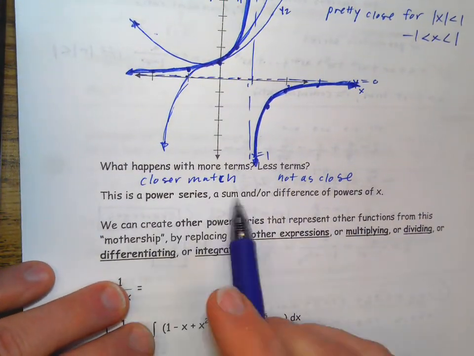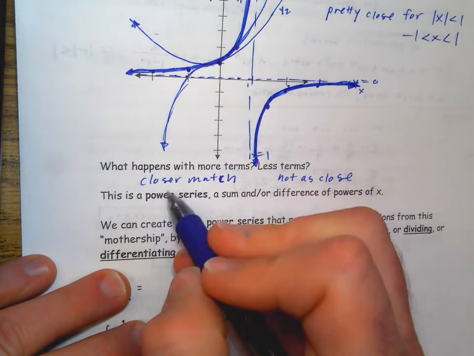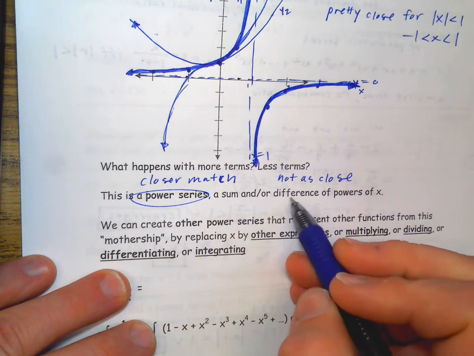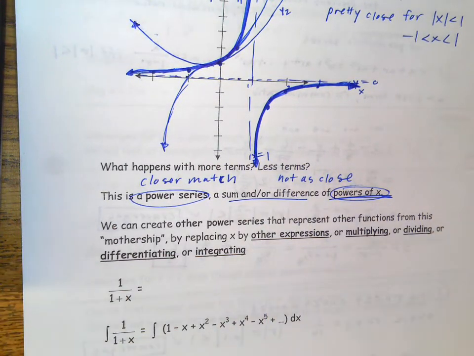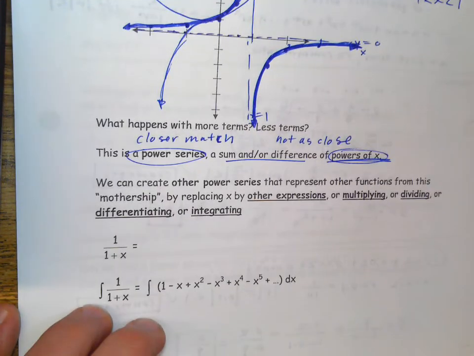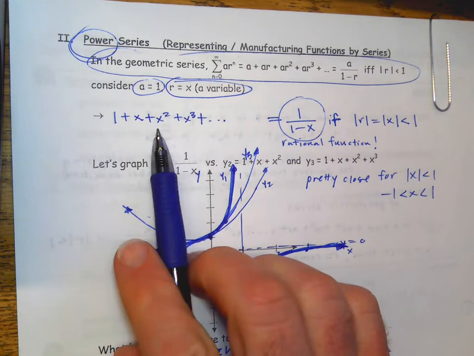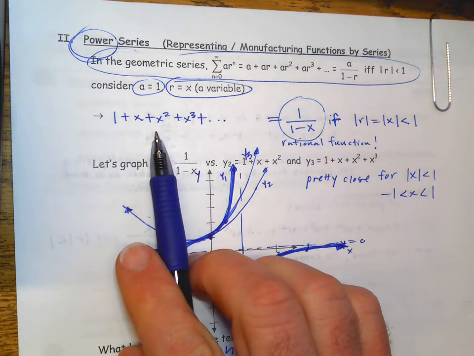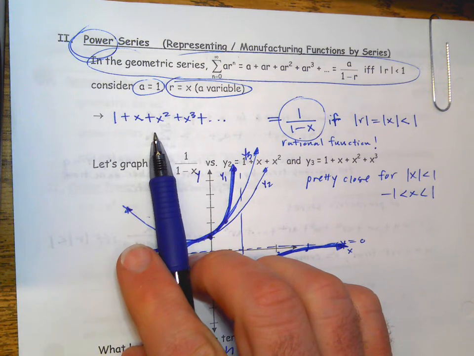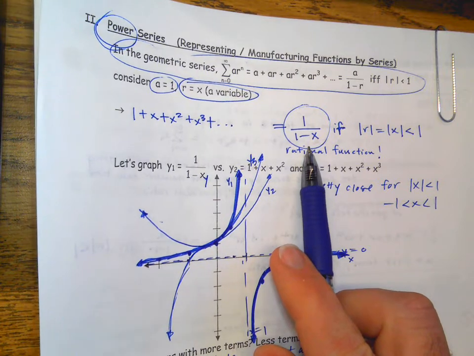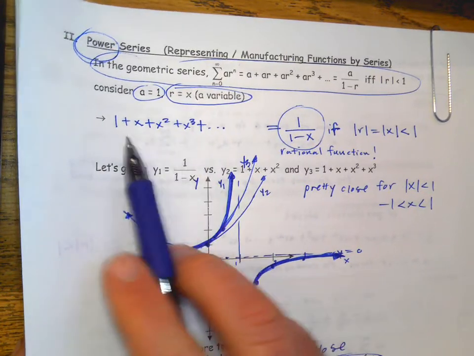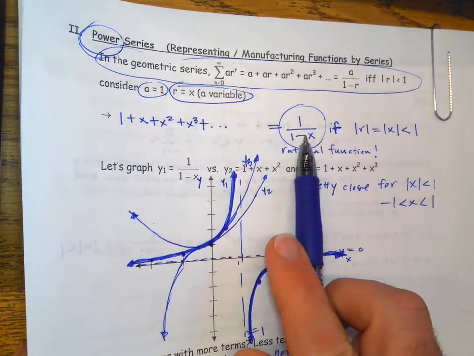So this is a power series. That's what we call these, a sum and or difference of powers of x. So it's a bunch of powers of x being added or subtracted. The only thing that's happening is addition, subtraction, multiplication, really just addition and multiplication. And we can represent this function, which might not seem that complicated, with a polynomial. This is not a polynomial. This is a rational function.